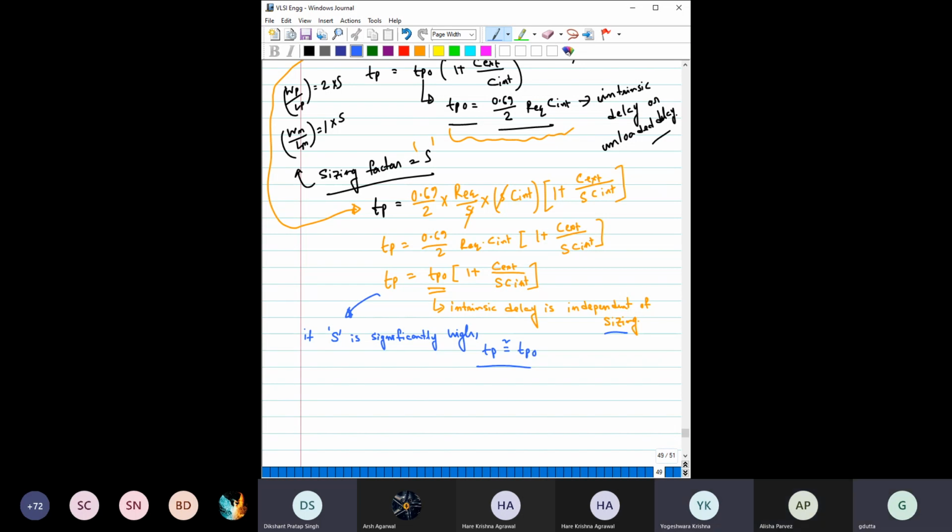Power consumption, yes, very good. The current would increase with the scale of S.